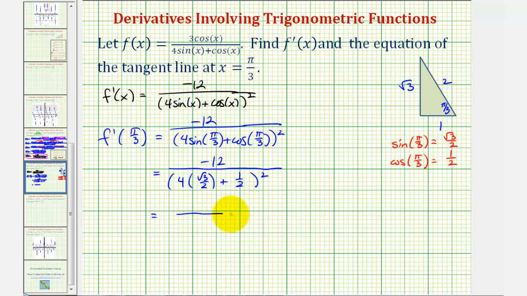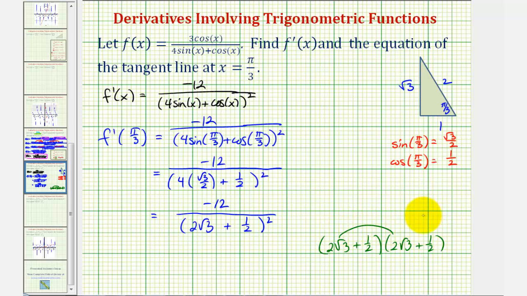This would be negative 12. Well, 4 times square root 3 divided by 2 would be 2 square root 3. So we have 2 square root 3 plus 1/2 squared. Let's go ahead and square this denominator. We'd have 2 square root 3 plus 1/2 times 2 square root 3 plus 1/2.